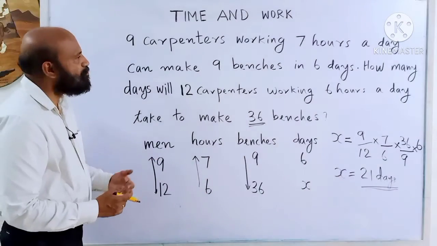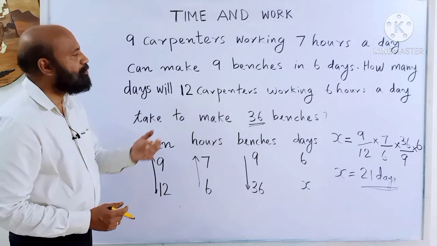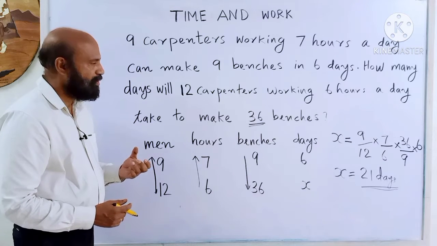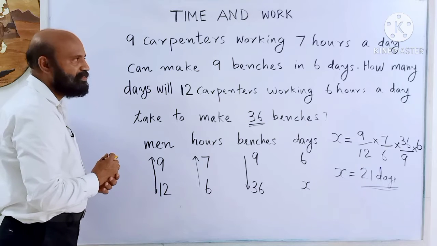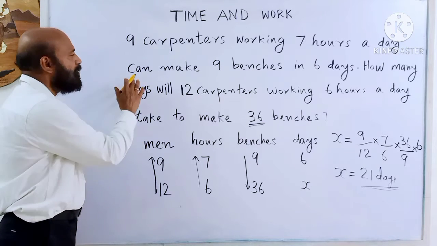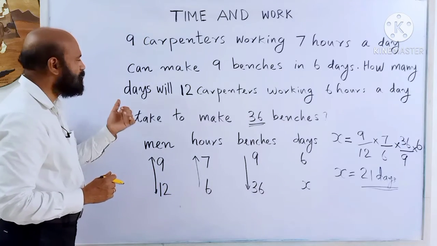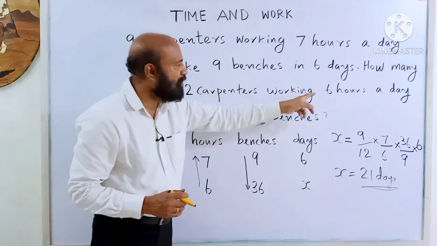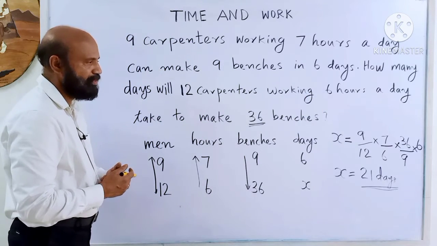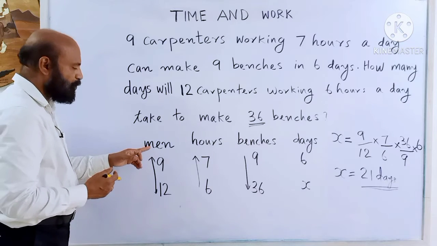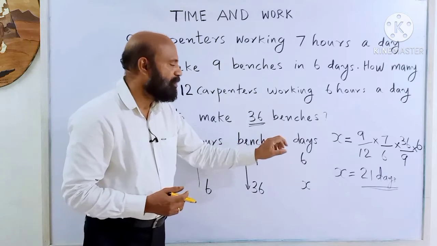Now let us see another interesting problem. It seems to be complicated, but if you know the technique, it is very easy. 9 carpenters working 7 hours a day can make 9 benches in 6 days. How many days will 12 carpenters working 6 hours a day take to make 36 benches? First you write the headings like this: men, hours, benches, then days.